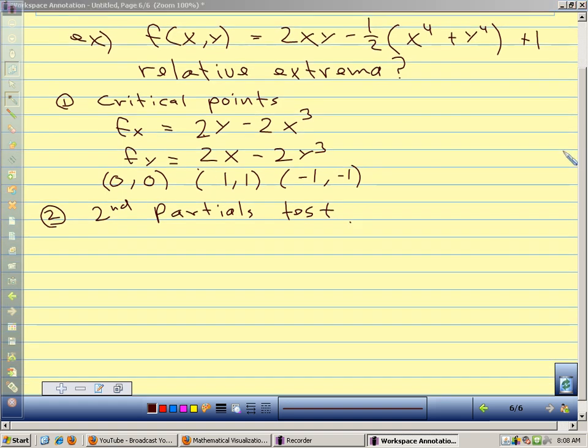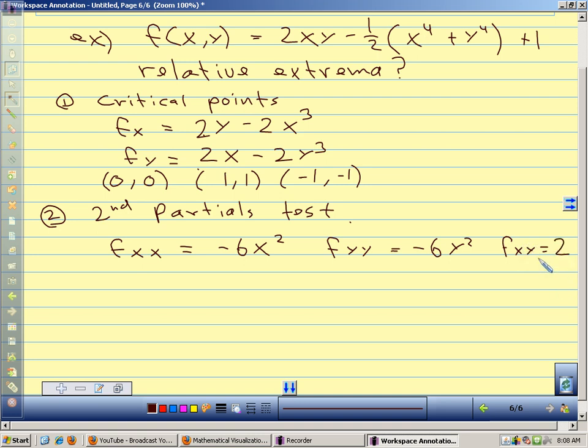So we'll calculate our second partial derivatives, f sub xx. Second partial of x with respect to x is just minus 6x squared. F sub yy is going to be minus 6y squared. And f sub xy is just going to be 2. So there are our second partials.